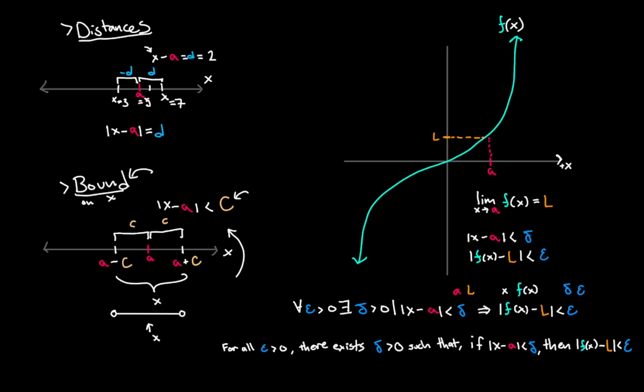So we picked an epsilon, then we can pick a corresponding delta such that, so that's what this line means, it means such that, as long as the distance between x and A is less than delta, it implies that the distance between f of x and L is less than epsilon, right?